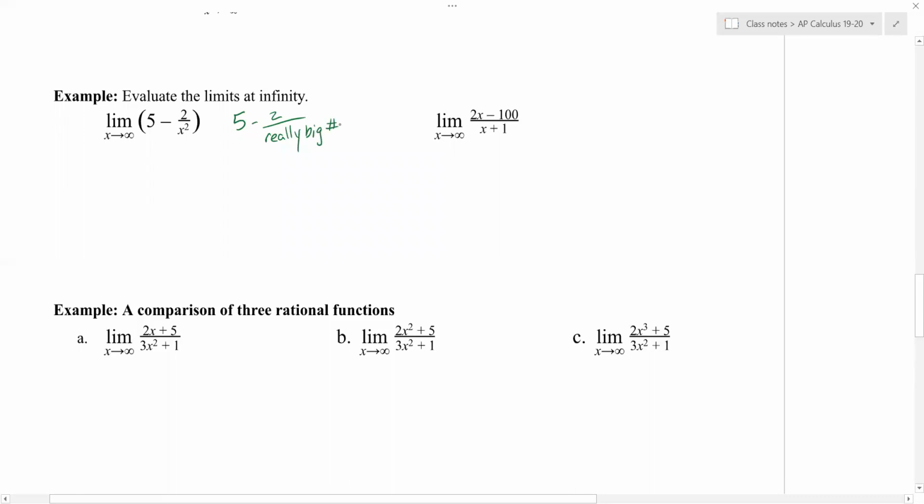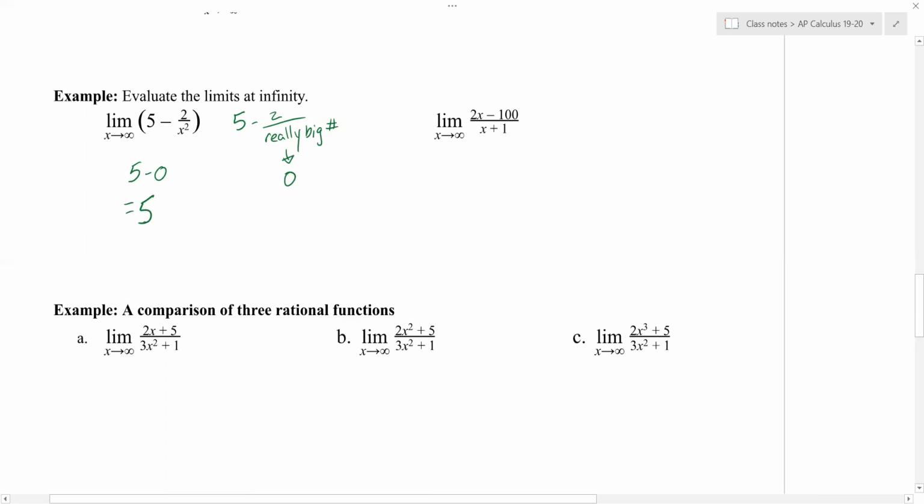That would be like if you have 2 pizzas and you divide them into an infinite number of pieces, like think 1,000,000 pieces. You have 1,000,000 people who need to eat 2 pizzas. Each person is going to get a very, very, very small amount. So any number divided by a huge number is going to approach 0. So this will approach 5 minus 0, which is just 5.